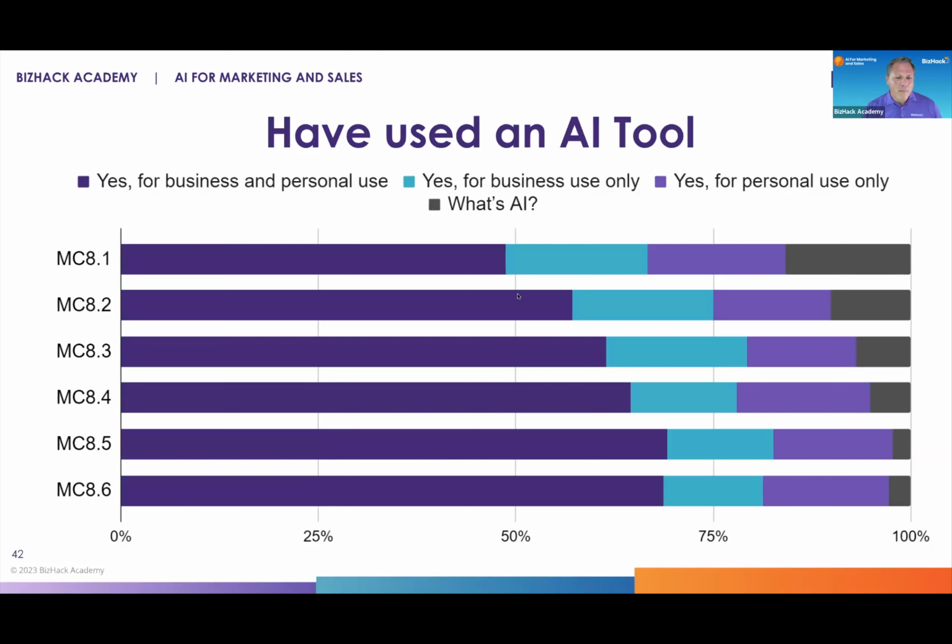So what you'll see from session 1 to session 6 is that gray bar, which is not using AI at all, is shrinking dramatically, while the frequency of use for business and personal is growing. And so you can see that, gosh, more than two-thirds of you are now regularly using AI for both business and personal use.